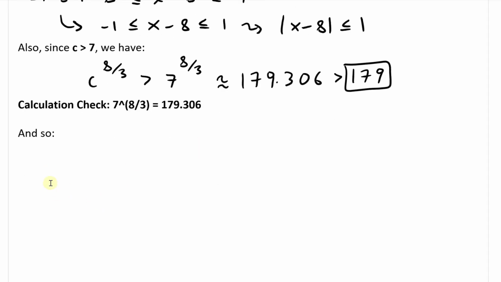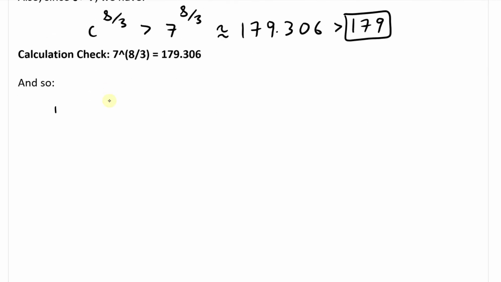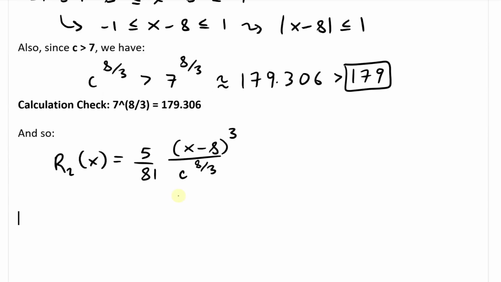So when you look at this remainder term, R2 of x, let's write this down. R2 of x equals 5 over 81 times c to the power of 8 over 3, divided by x minus 8 to the power of 3. But here we'll take the absolute value of it, and also this absolute value. Then the only thing that can be negative is this x minus 8, so leave it like that, absolute value.